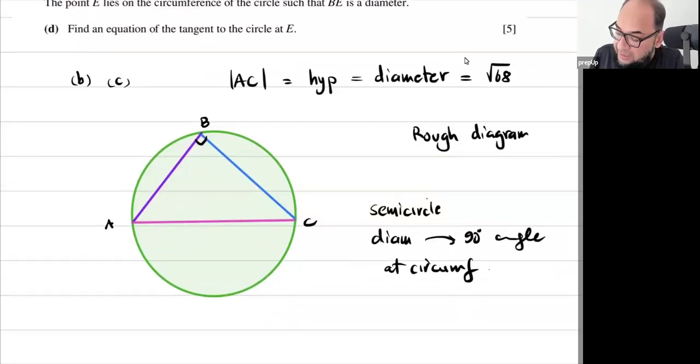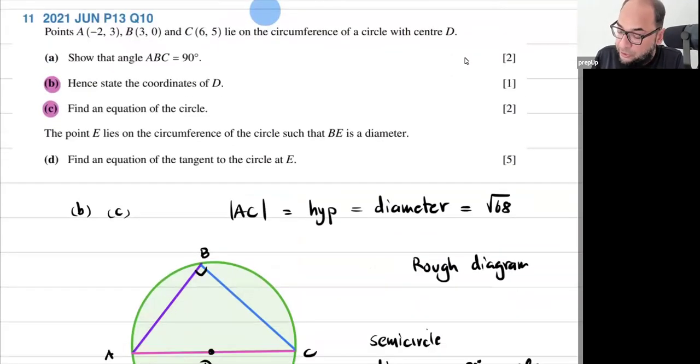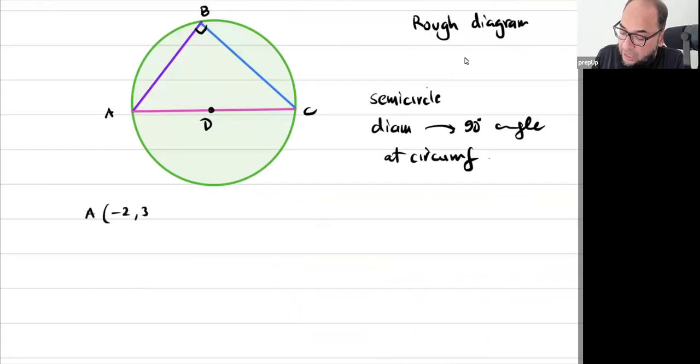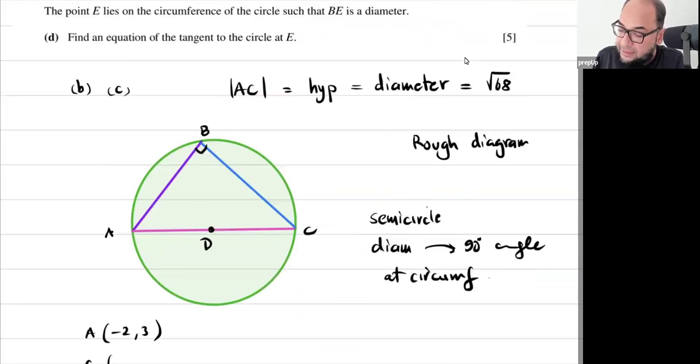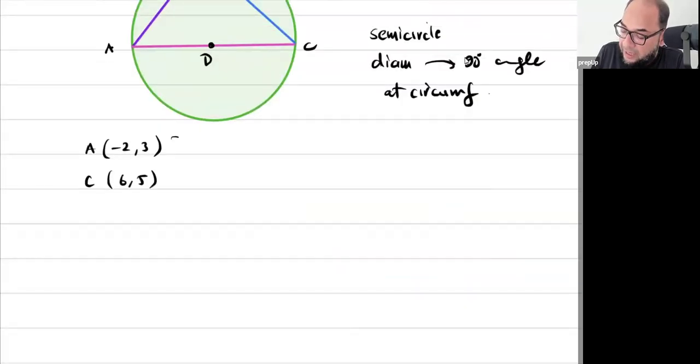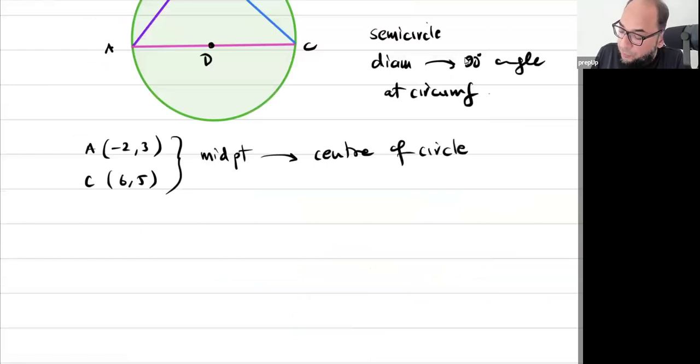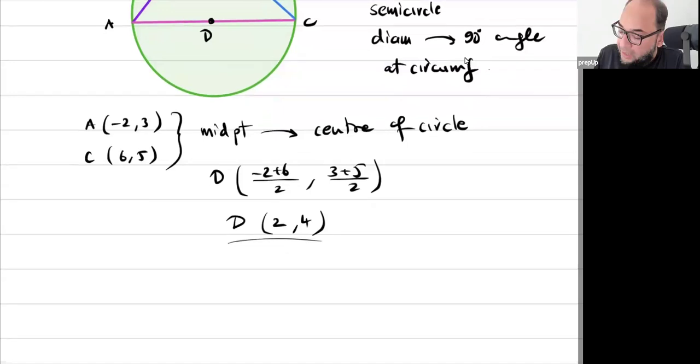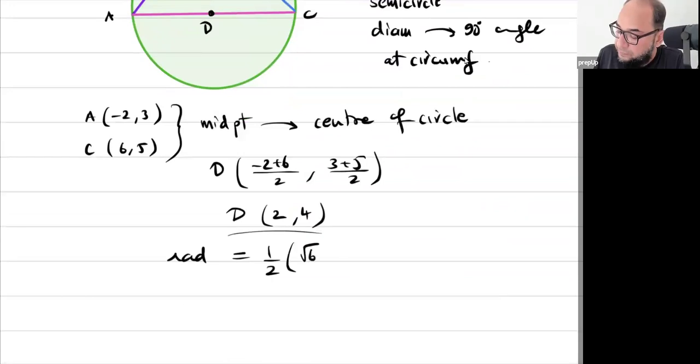So therefore, this AC is the diameter and the midpoint of AC would be D. So what is A? A is negative 2, 3. What is C? C is 6, 5. Therefore, the midpoint will be the center of the circle. So D is (minus 2 plus 6) divided by 2, (3 plus 5) divided by 2. That's 4 over 2, which is 2. 8 over 2 is 4. That's the center of the circle. The radius is half the diameter, that is half of root 68.